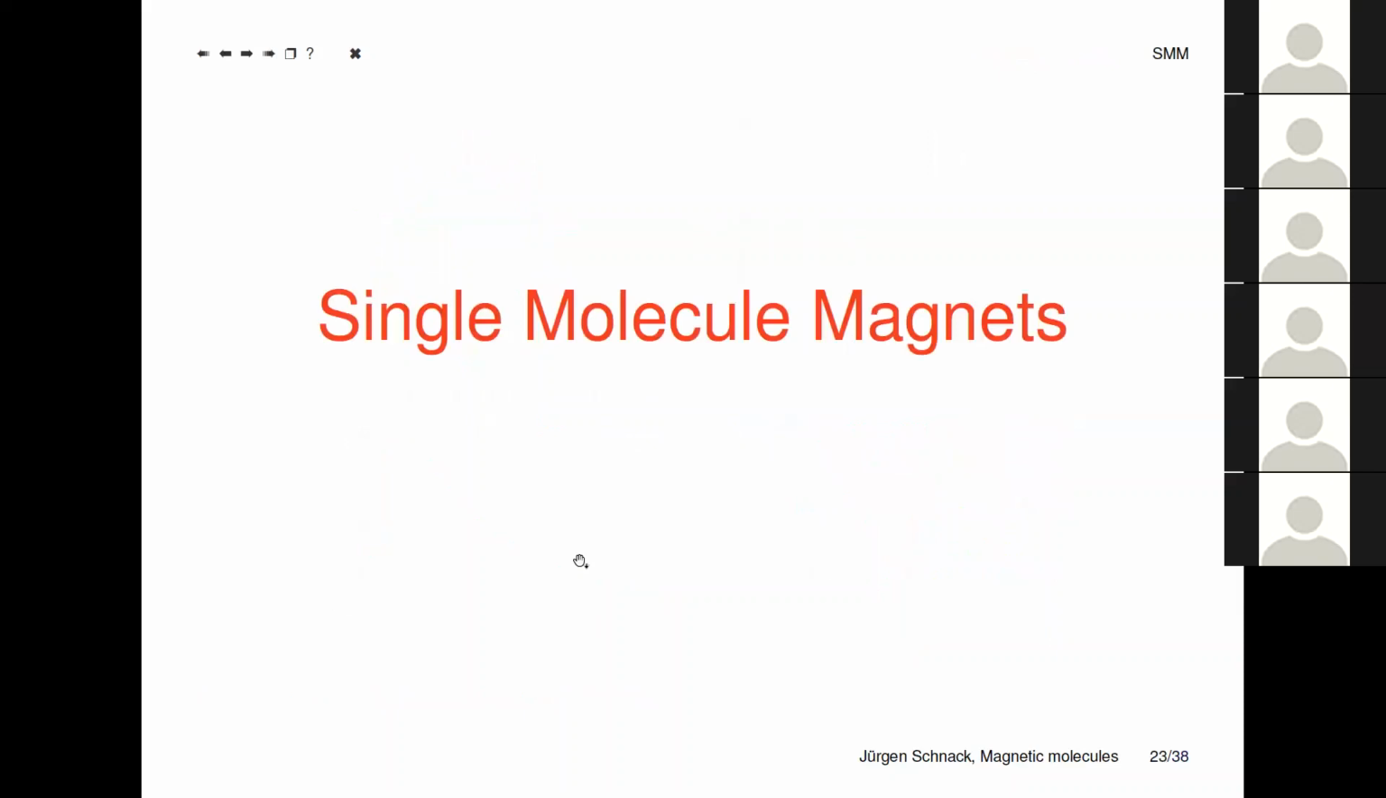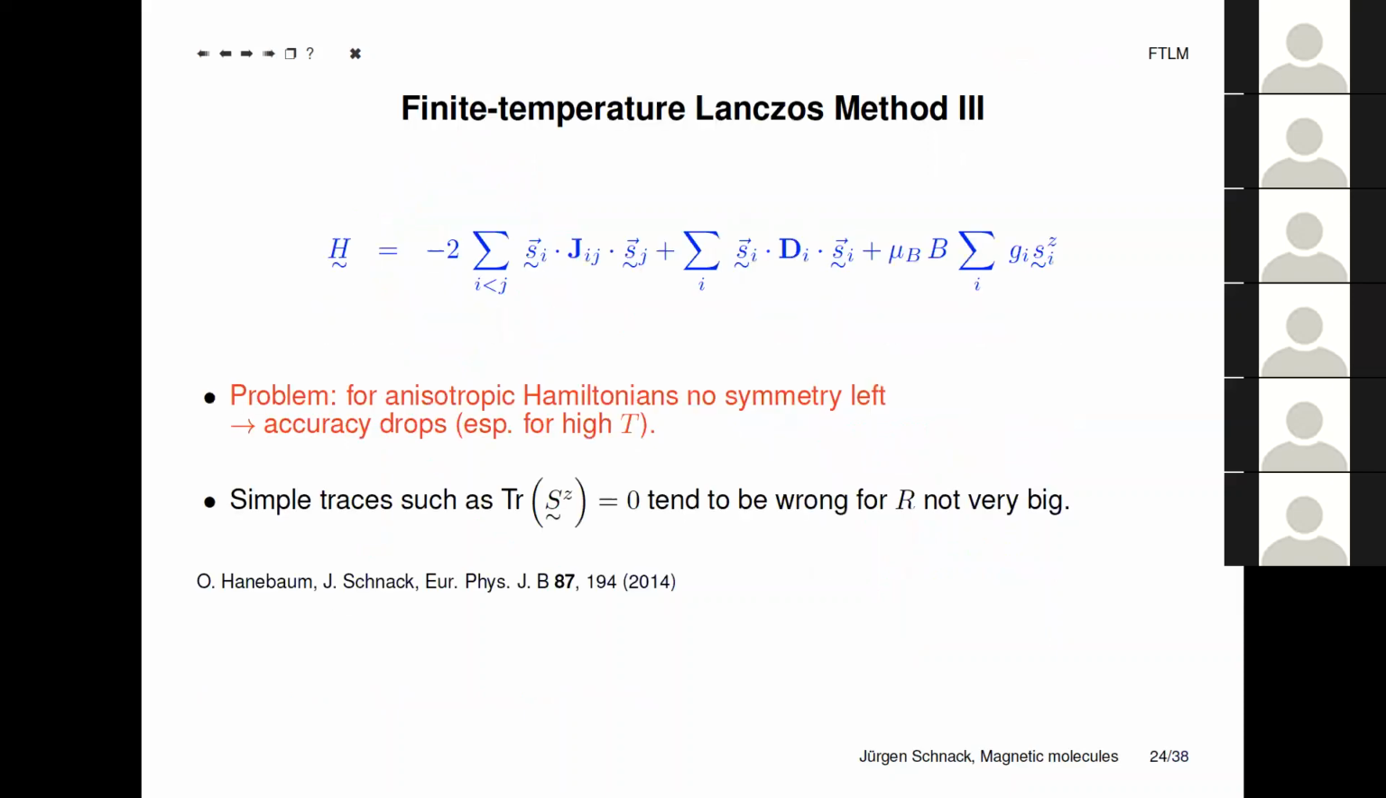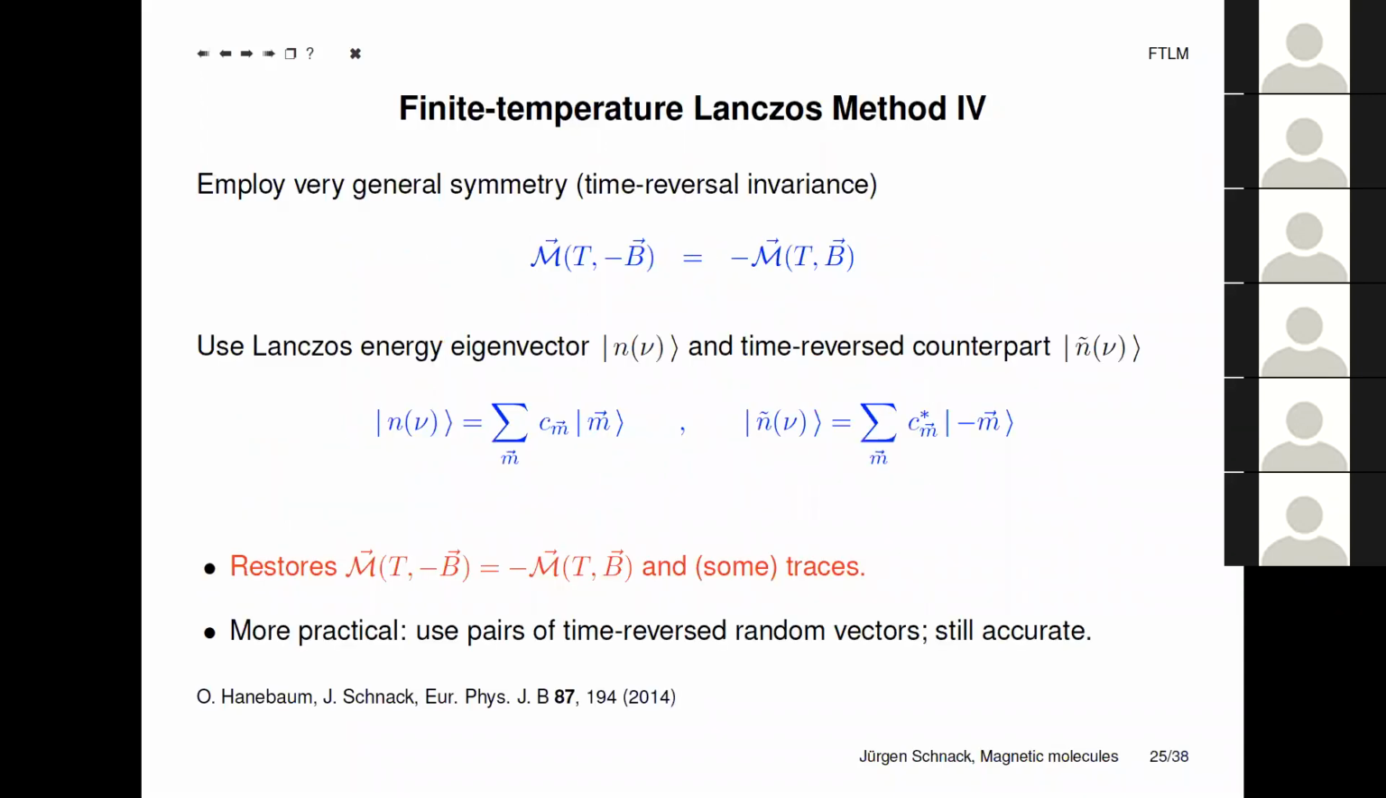Okay, I'll hurry up and give you a major message here with these slides. Many of you work on single molecule magnets, and they are anisotropic, and the warning is the convergence of this random vector method, also called finite temperature Lanczos. The convergence is somewhat worse, and it has to do with the fact that symmetries have gone. There's basically no symmetry left except for one, namely time reversal symmetry. We use this, but this is a technical aspect.